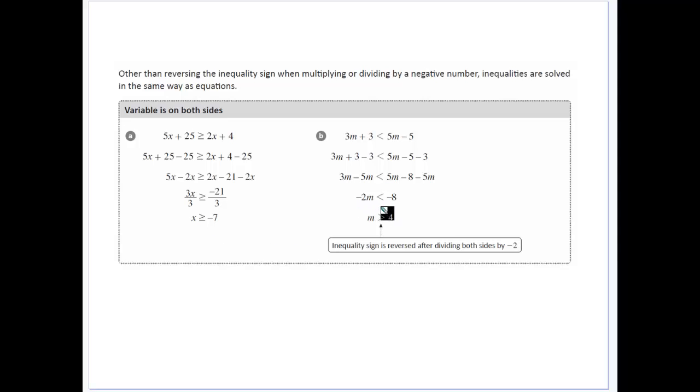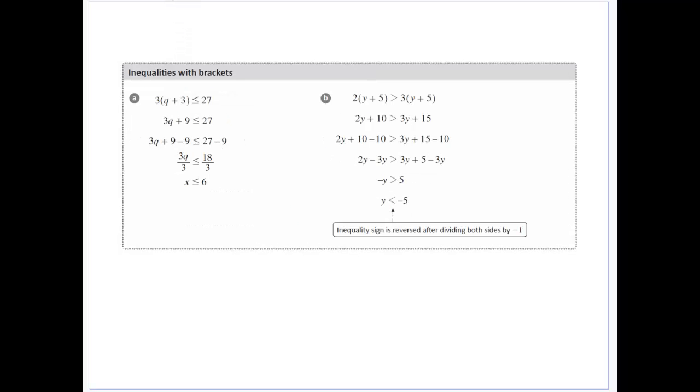This one we're dividing by -2 at the end, so we change the sign. So that's the only rule we have to remember. Otherwise, treat them as an equation so they don't change. When we've got the brackets there as well, the same. Expand your brackets, collect terms, go from Q.